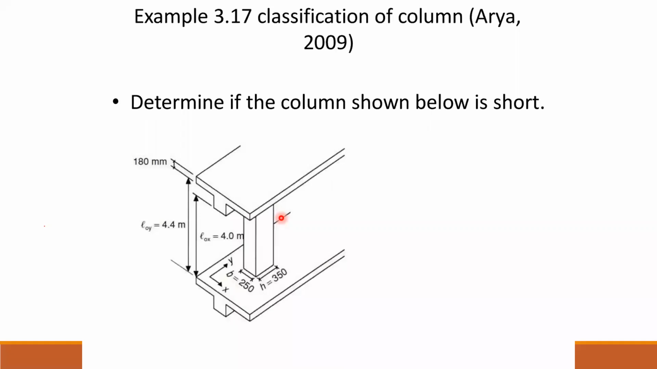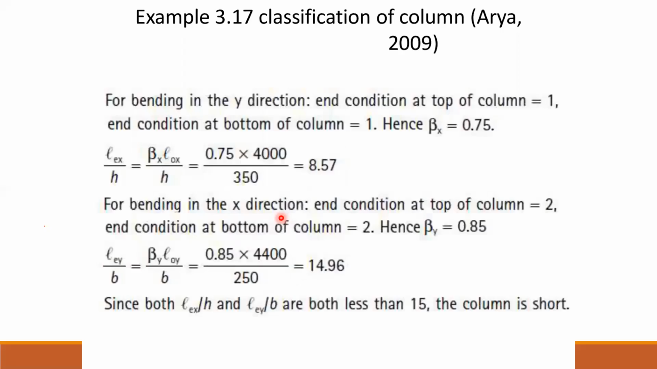Example number 3.60. Determine if the column shown below is short. The height is given as 4.4 meters, LOX. Then B is given as 250 and H is given as 350. So LEH over H is equal to 8.5, and LEB over B is 7.4. Since both are less than 50, the column is a short column.